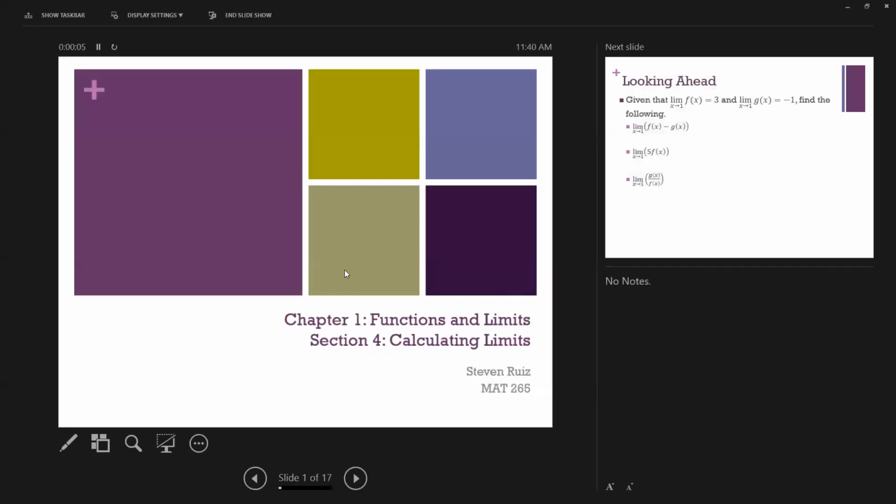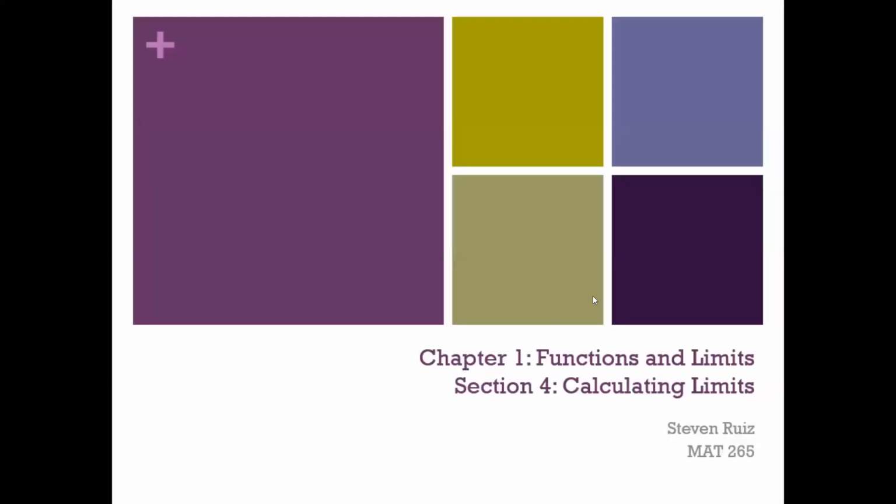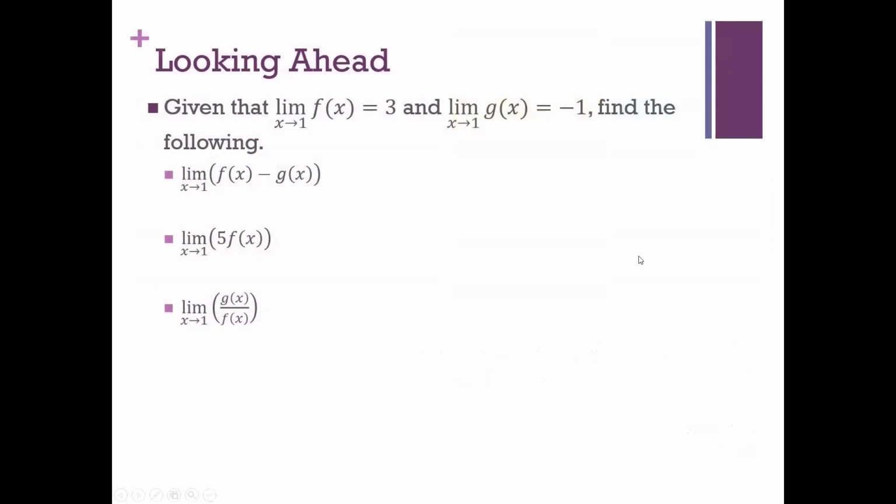So 1-4, calculating limits. Like I said, we did the really unsophisticated approach to finding these limits for section 1-3. Now let's put some more thought behind it. These are things we haven't really talked about yet, but let's talk about what happens if we make some changes to our function. I'm telling you our base point is x equals 1. I'm giving you limits of 2 different functions at that base point.